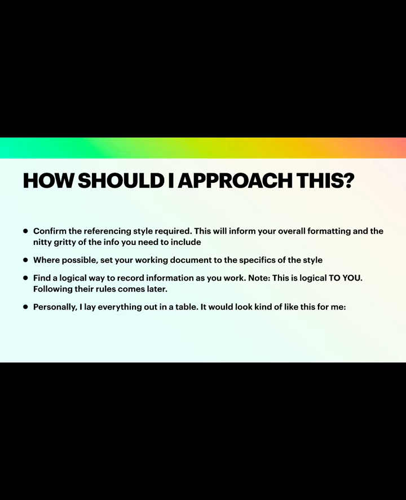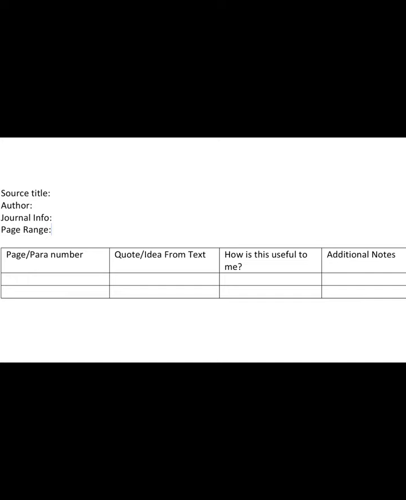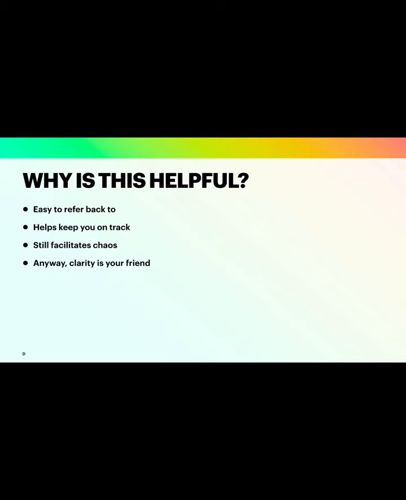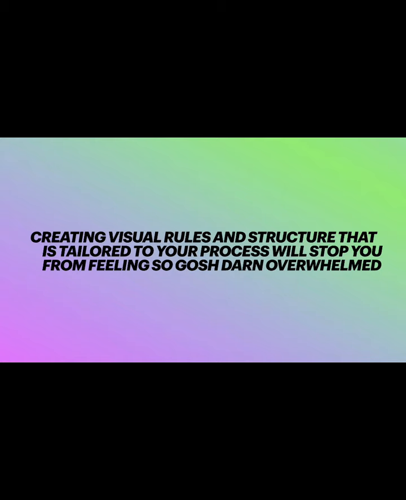Personally, I lay everything out in dot points and tables. I'm going to give you all of my examples, and you don't have to do it this way. It's purely intended as a bouncing off point to give you an idea of what you can do. And I find this helpful because it allows me to easily refer back to any information that I need while still allowing me to be a little bit chaotic, but ultimately keeping me on point, which I struggle with. And generally, you'll find that tailor-made visual rules and structure will stop you from feeling so overwhelmed, like there's so many things that you could say if only you could find the way to streamline it and put it down on the page. So you might find as well that such a method is helpful to you.